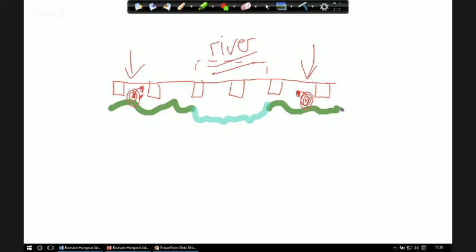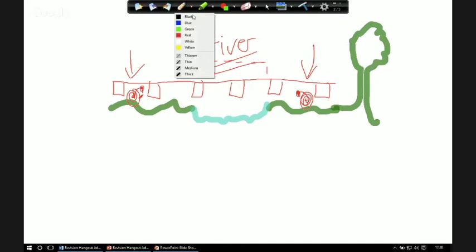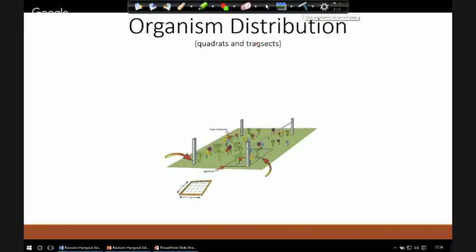And this also includes if we have something like a big tree. Our transect line will continue going up into that tree. And so we might find that in this particular part here, we get a much greater amount of insect life because we have a completely different distribution based on the habitat. So transects and quadrats are all about collecting organisms and collecting data for them.